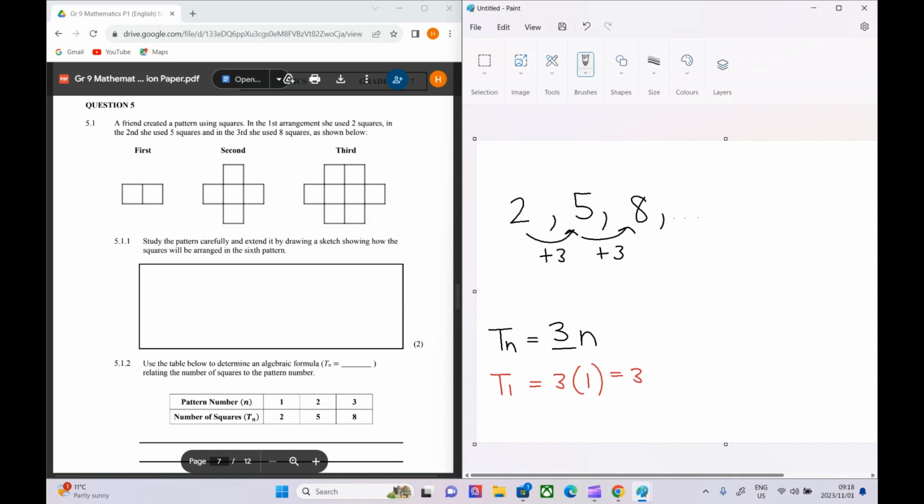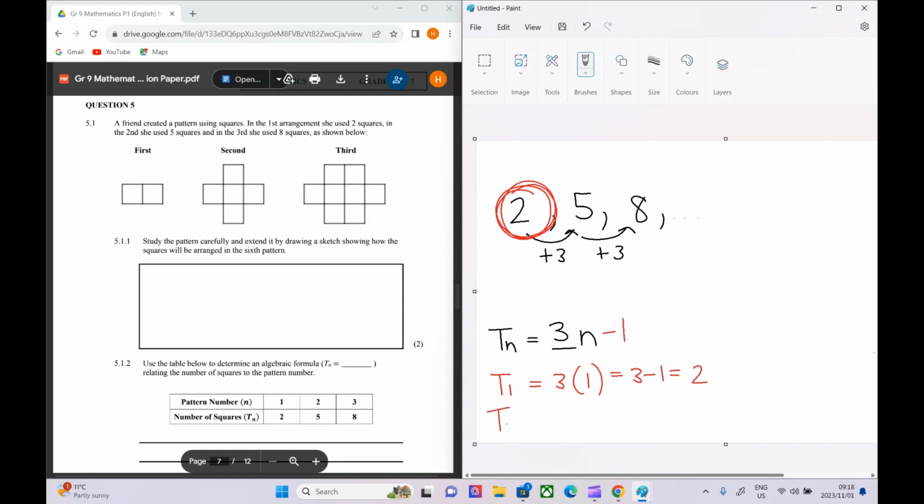Okay, which is fine, but actually we can see our first pattern had only 2 squares. So we would have to take away 1 then. Okay, so that's how you kind of see. So this could be our pattern then. So t is 3n minus 1. Let's test it now and see if it works for all the terms.